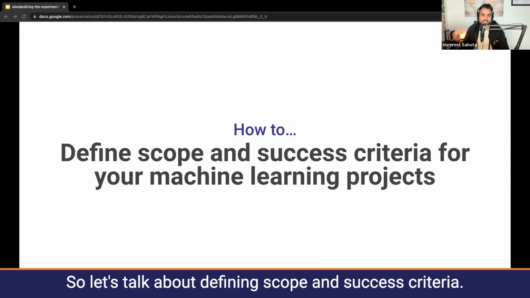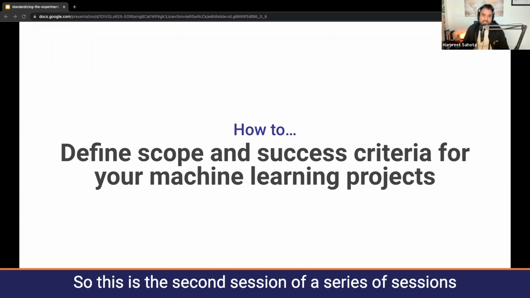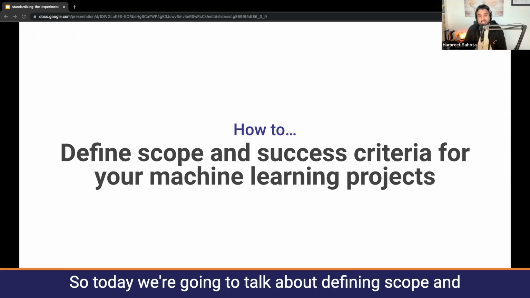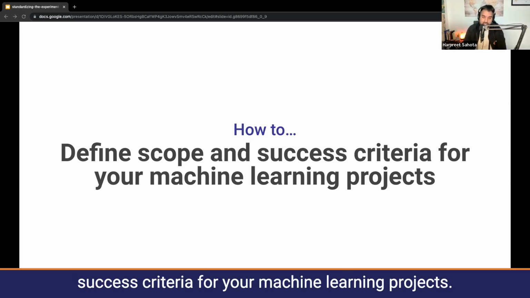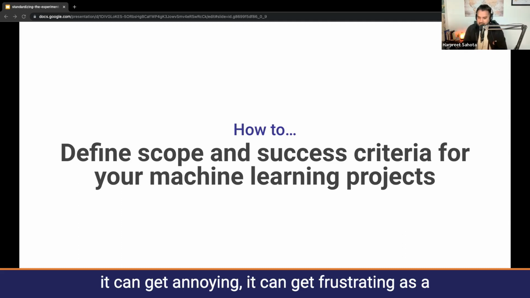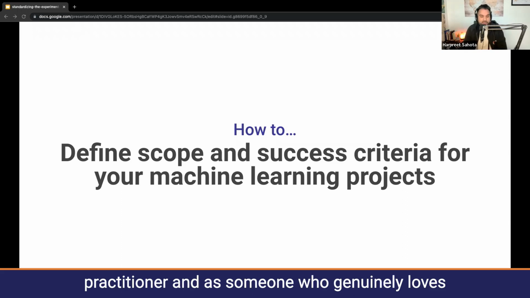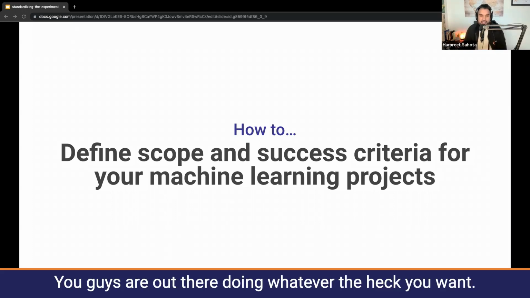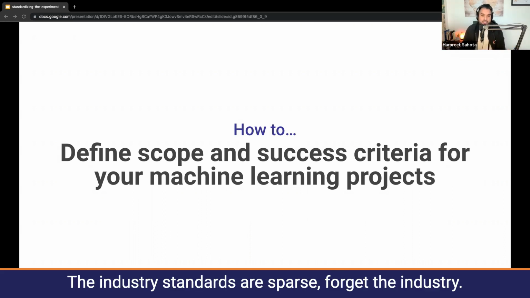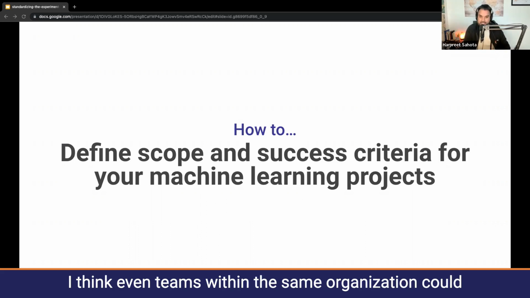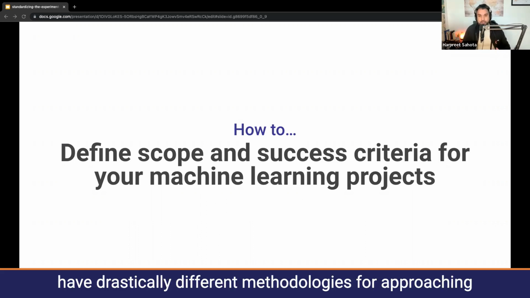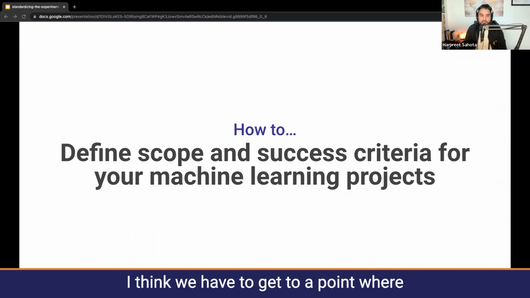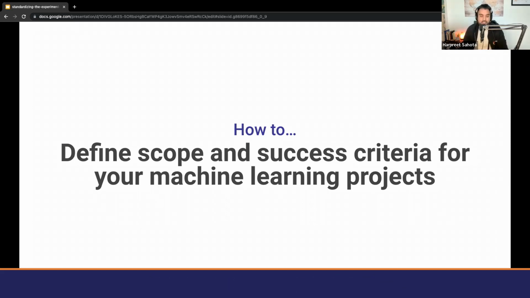All right, so let's talk about it. Defining scope and success criteria. This is the second session of a series of sessions that we're doing about standardizing the experiment. Today we're going to talk about defining scope and success criteria for your machine learning projects. I've heard this said a lot of times, and I think it can get annoying, it can get frustrating as a practitioner and as someone who genuinely loves this field and the work that we do. People just keep saying machine learning is like the Wild West. There's no standardization. You're out there doing whatever the heck you want. I get it. The industry standards are sparse. Forget the industry. Even teams within the same organization could have drastically different methodologies for approaching how to build and maintain a machine learning system. So we have to do better than that. I think we have to get to a point where we get some more standardization. And so that's what we're going to talk about today.